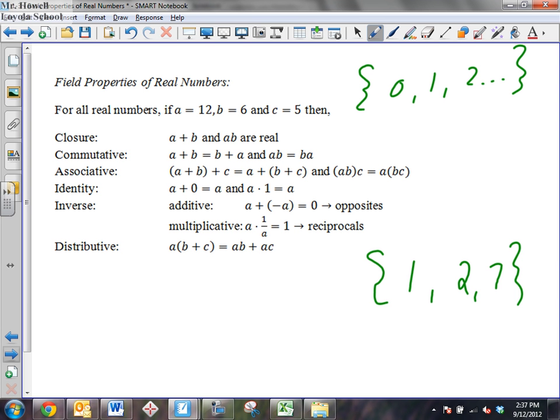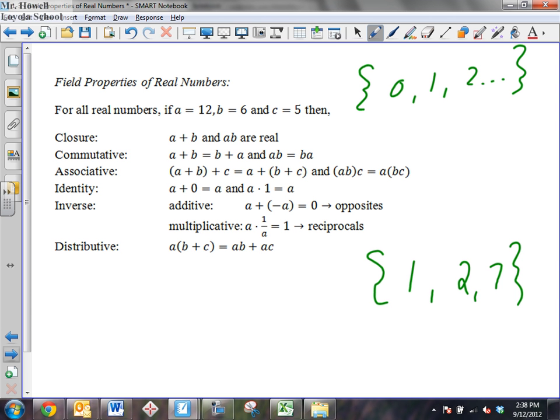The identity laws. What do you mean by identity? That the numbers stay the same. Yes, very good. Identity, like identical, right? It stays the same. So the identity element for addition is 0, because anything plus 0 is itself, isn't it? And the identity element for multiplication is 1, because anything times 1 is itself. You clear with that? Okay.